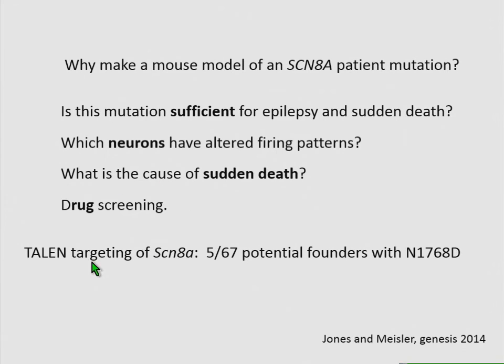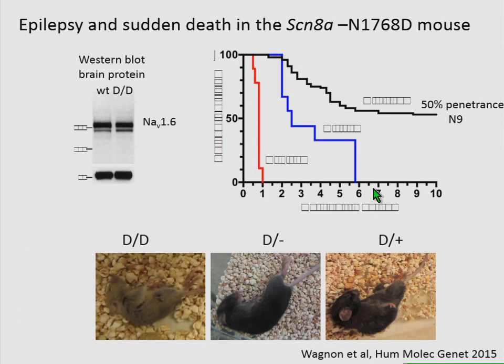So we did TALEN targeting, and we obtained 5 out of 67 potential founders carrying this mutation. And here's some of the characterization of the mutant mice. The mice do recapitulate both the seizures and the sudden death. And here you see heterozygotes. These are the D+ animals, which have the patient mutation. And they start to have seizures and die at about 2 to 4 months of age.